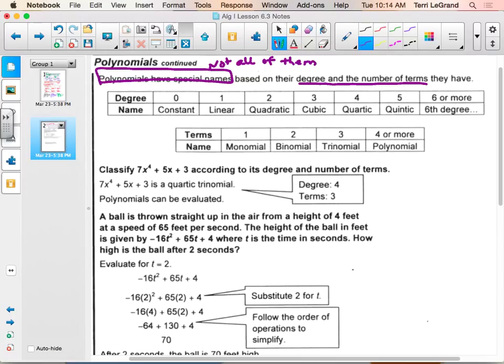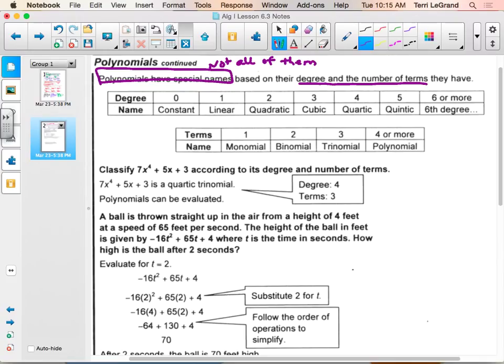If it's a degree 0, we call it a constant. If it's a degree 1, we call it linear. If it's degree 2, we call it quadratic. If it's degree 3, we call it cubic. If it's degree 4, we call it quartic, because there's 4 quarts in a gallon. If it's degree 5, we call it quintic. And anything starting at 6th degree doesn't have any special name. We now call it a 6th degree or a 7th degree or an 8th degree and so on. Okay? So that's the degree name.